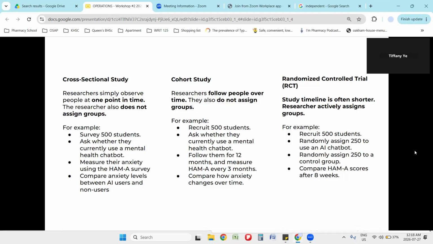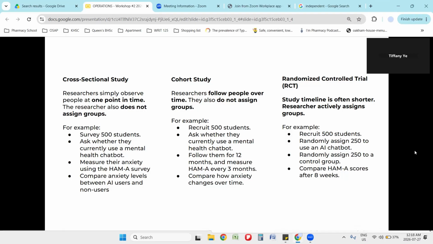Now, shifting focus to a randomized control trial here, the study timeline is often shorter and a researcher actively assigns groups. So again, for example, let's say you recruit 500 students, and now the researchers will randomly assign 250 participants to use an AI chatbot and randomly assign the other 250 to a control group, meaning this group will not use the AI chatbot. And then they'll compare their anxiety levels or HAM-A scores after 8 weeks.